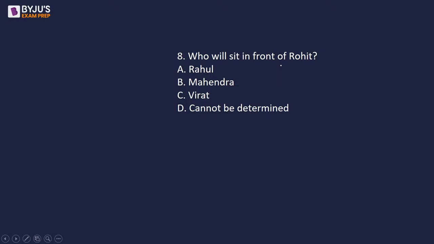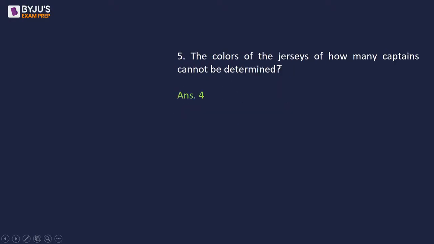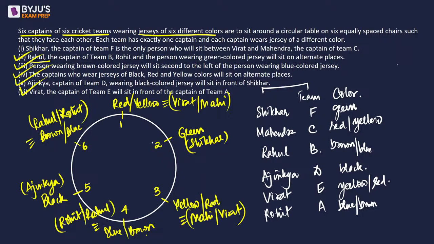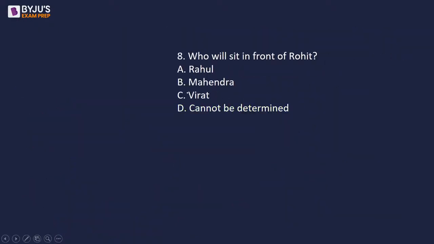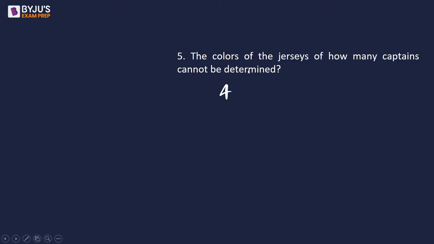Okay. Who will sit in front of Rohit? So let's check that. Rohit sits here at 6. Then Mahi or Virat, one of them will sit at 3. If Rohit sits at 4, one of Virat or Mahi will sit there. So it's definitely one of Virat or Mahi, but who, we don't know that. So, hold on, who will sit in front of Rohit?